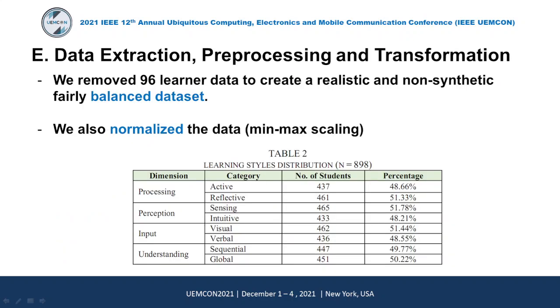So for the data extraction, we have 1,028 data, but we removed 96 learners, and 34 because the 34 dropped out of the course. We also normalize the data. It's very important that we have balanced data sets.